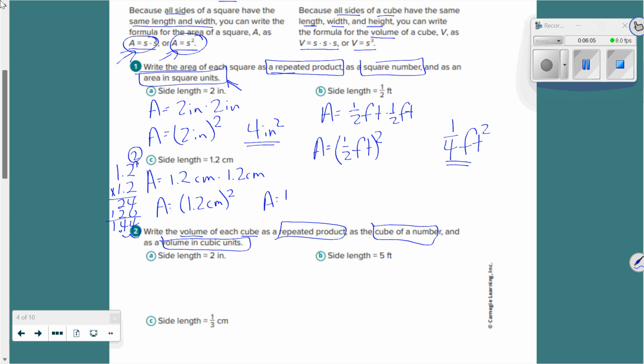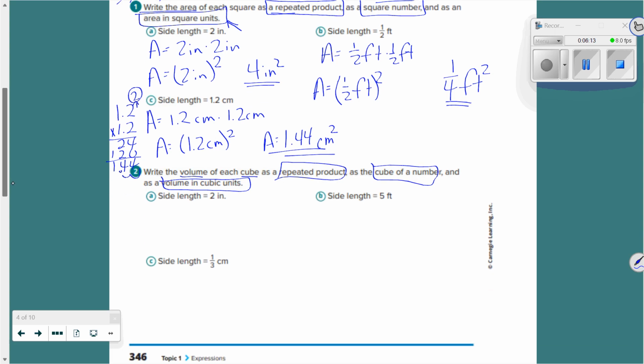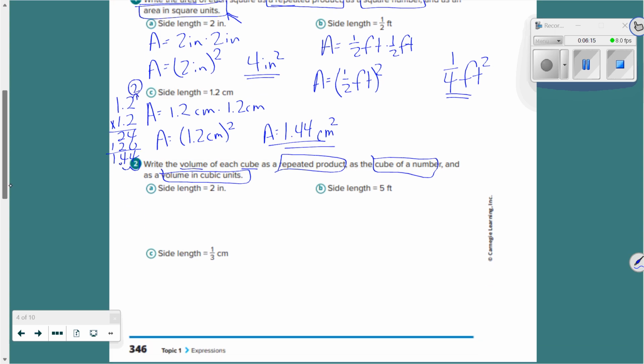So my area is 1 in 44 centimeters squared. Okay? Any questions on the first 3? Nope. Okay, our next 3. The only thing that is changing now is we're doing volume. That means I have one more measurement because I have a length, width, and a height now.